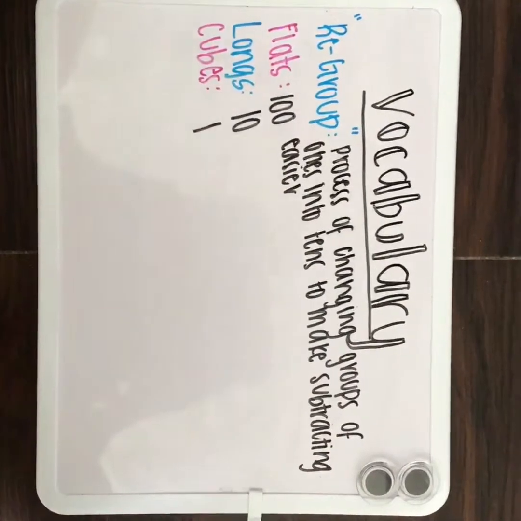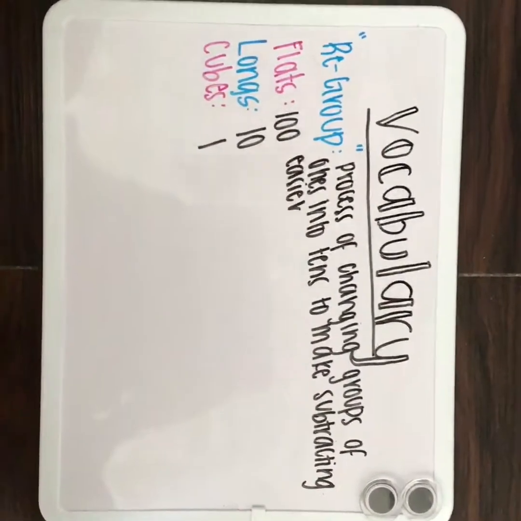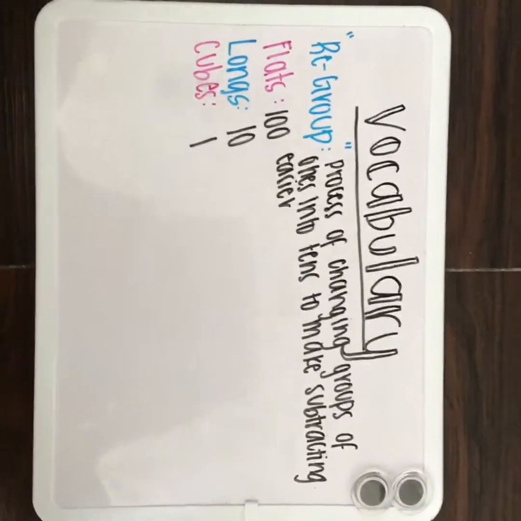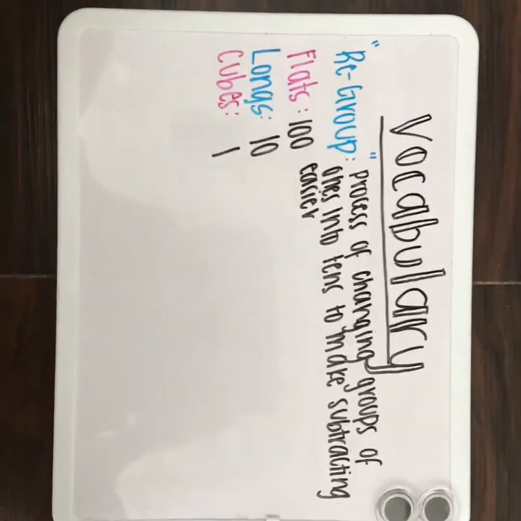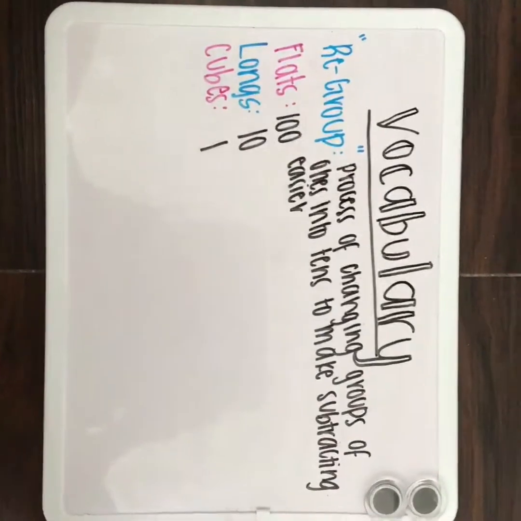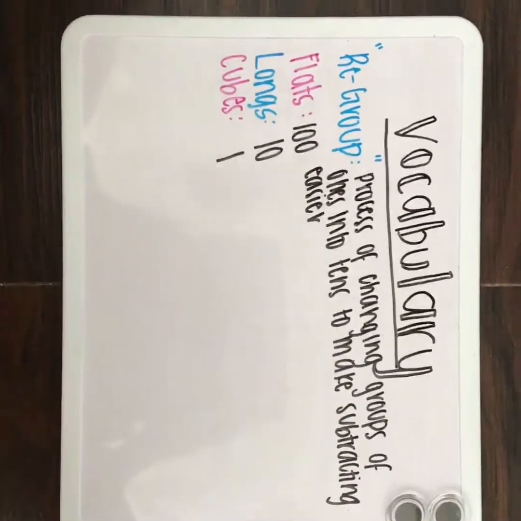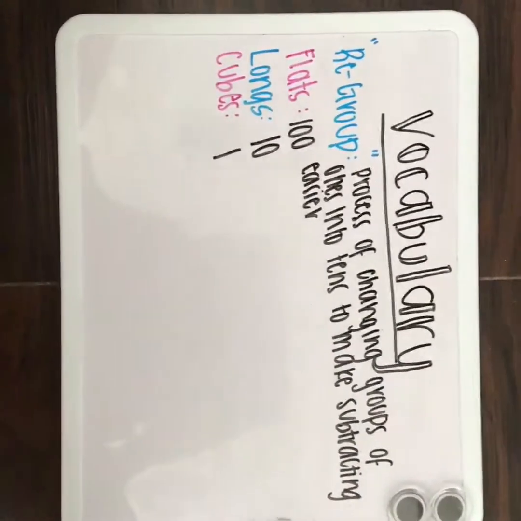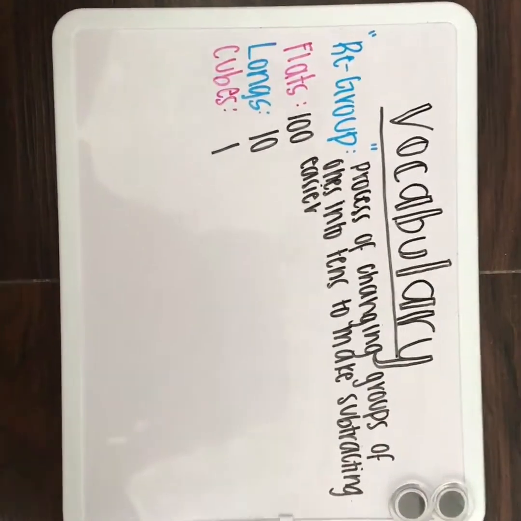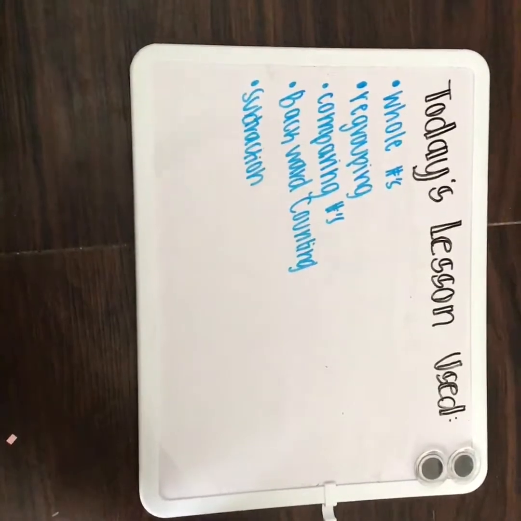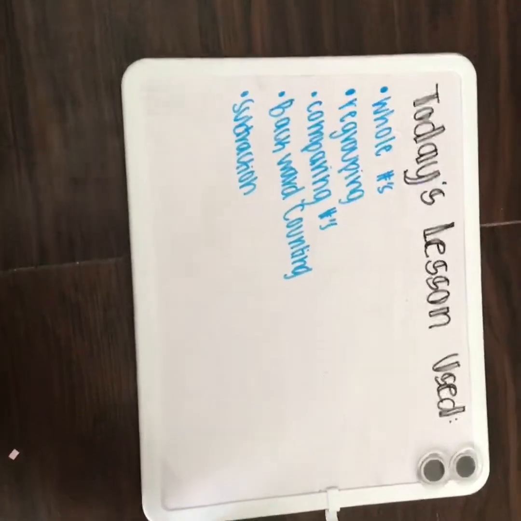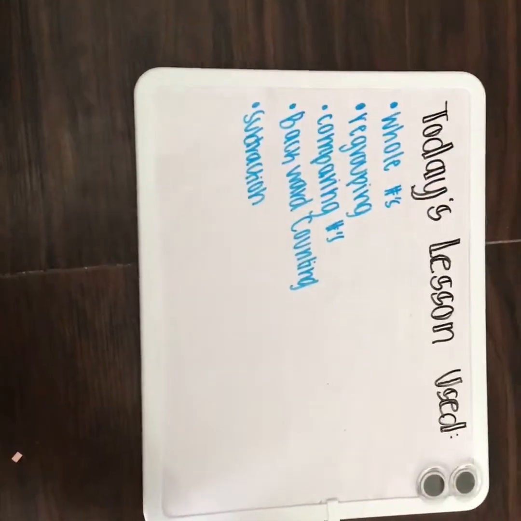There's some key vocabulary in this video that I wanted to discuss. The first one was regroup, which is the process of changing groups of ones into tens to make subtracting easier. Next was flats, and that represented our hundreds place. Then there's longs, which represent the tens, and lastly, there's cubes, which represent the ones. There are a couple key words that were used in today's lesson: whole numbers, regrouping, comparing numbers, backward counting, and subtraction.